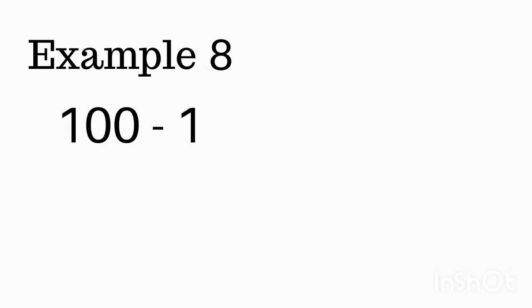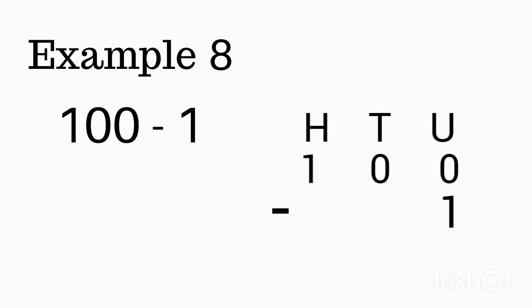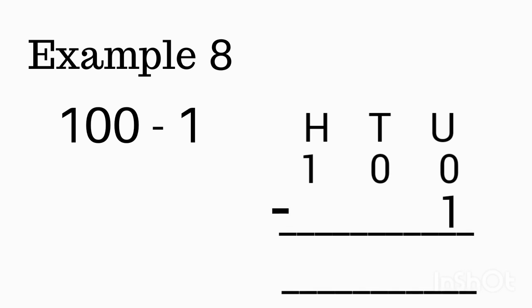Example 8. We have 100 minus 1. So we will place the 100 under 100, tens and units. And place 1 under units. And put the sign and go ahead and subtract. 0 minus 1, cannot. We move to the tens column, nothing. We move to the hundreds column, pick 1 from there, take it to the tens column. It becomes 10. Take 1 again, move it to the units column.